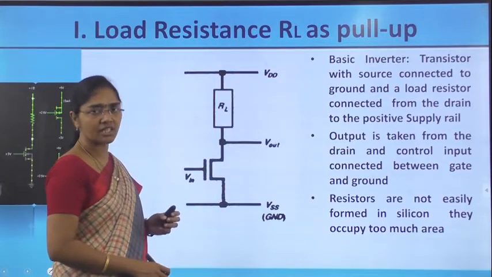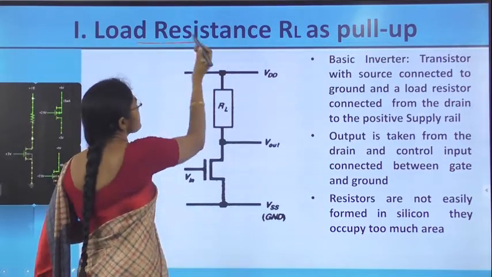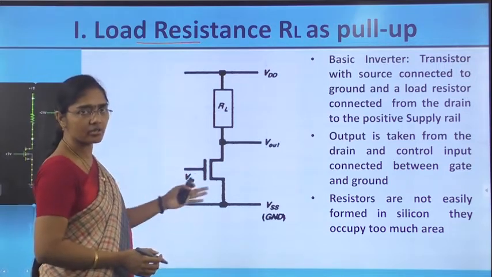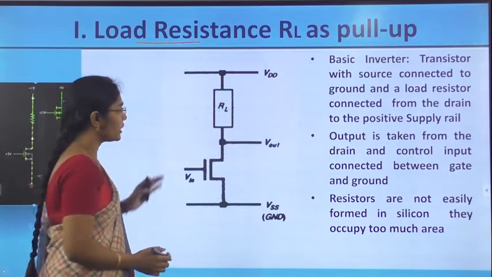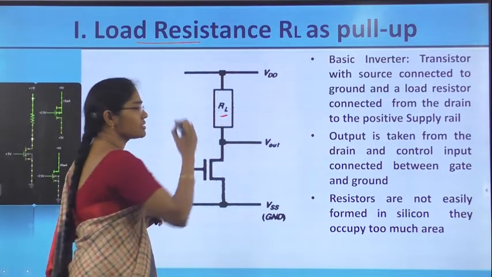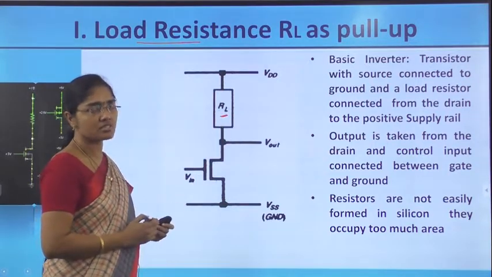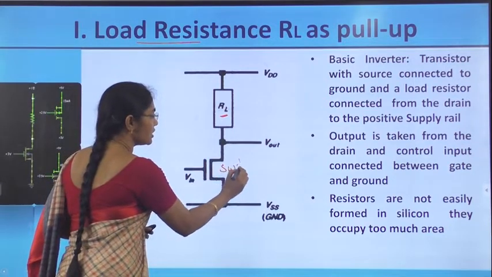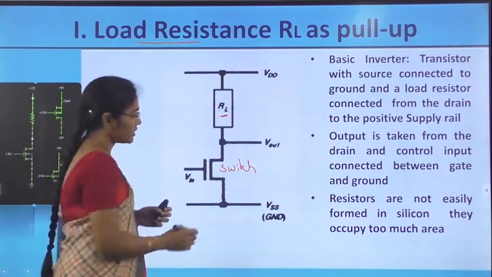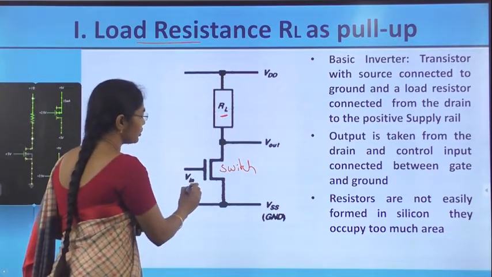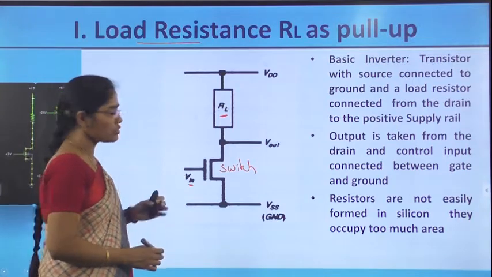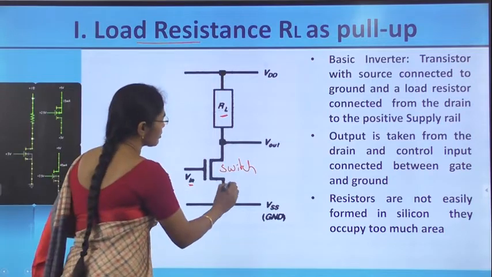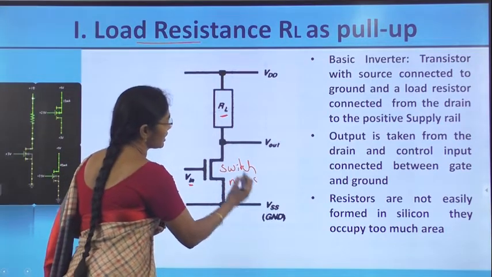The first one is load resistance RL as a pull-up. So, we are taking an inverter. This is the circuit diagram for an inverter with the load taken as RL, that means a resistance. The NMOS transistor is used as a switch which is operated based on the input value Vin. So, when Vin is 0, the switch is off, and when Vin is 1, the switch is on. So, it is always an NMOS transistor.